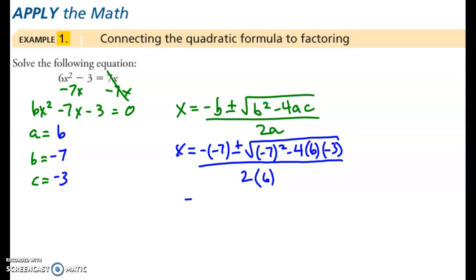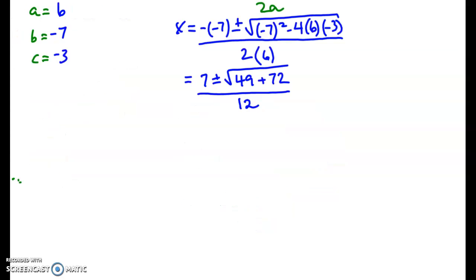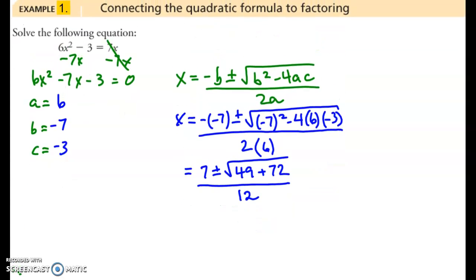Okay, now we go through and solve. So negative 7 will yield a positive 7 plus or minus square root. I'm going to show all the steps here. So negative 7 times negative 7, or negative 7 squared, will be 49. And then negative 4 times 6 is 24, times negative 3 will be positive 72, I believe. Might have to pause it and check. And all over 2 times 6. Okay, that looks good. Sorry.